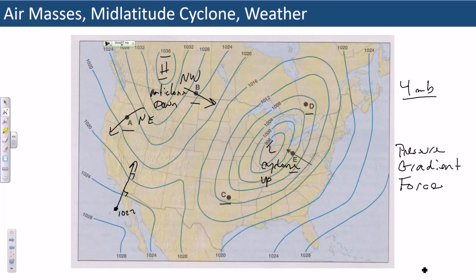Jumping down to C, on the bottom of our diagram, I can draw a line from the outside of this bullseye towards the inside of it, and this would be a southwesterly wind. Okay. And then E is drawn for us, and then D, from high to low, is a northeasterly wind.